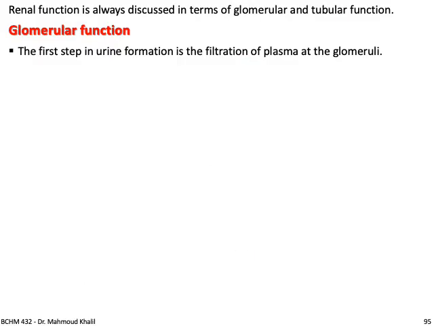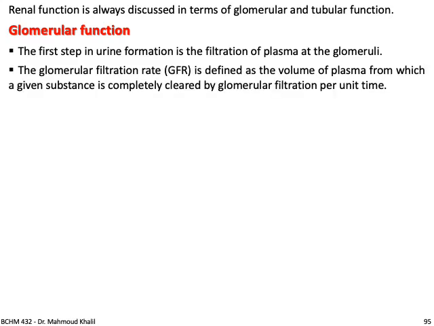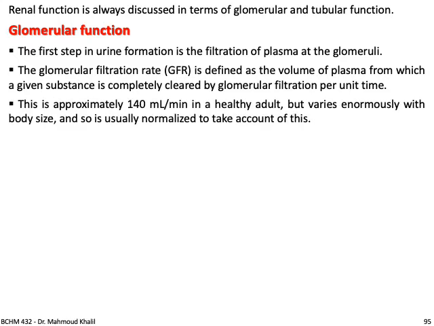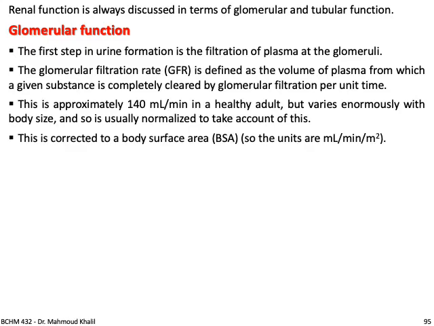For glomerular function, the first step in urine formation is the filtration of plasma at the glomeruli. This GFR, glomerular filtration rate, is defined as the volume of plasma from which a given substance is completely cleared by the glomerular filtration per unit time. It's approximately 140 ml per minute in a healthy adult, but this varies according to body size, and usually it is normalized to take account of this. This GFR is normally corrected to body surface area, BSA, as the units are ml per minute per meter squared.